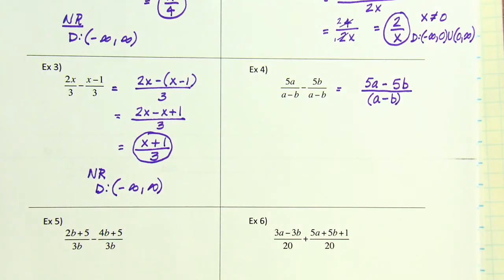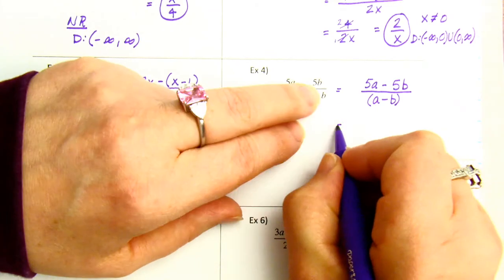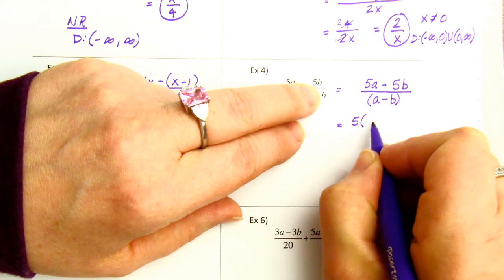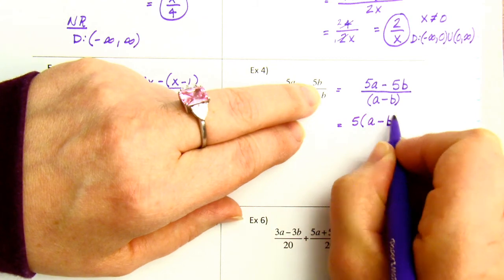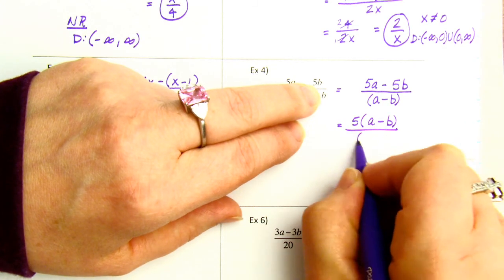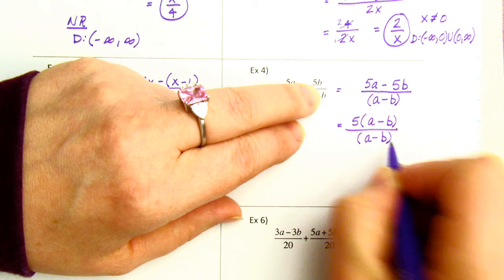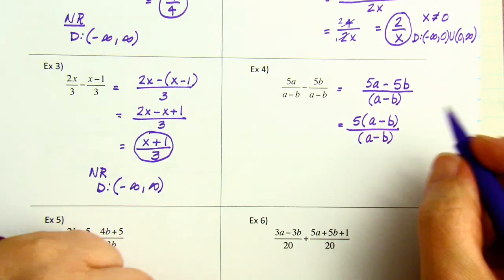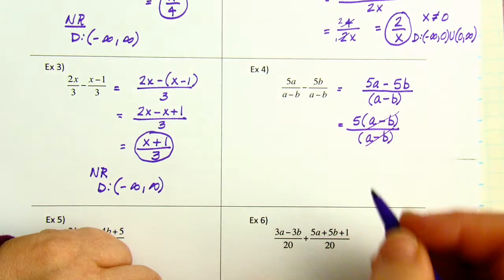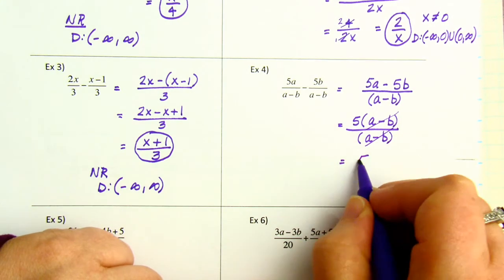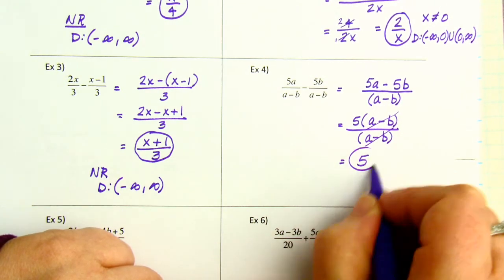Notice in the numerator, my binomial has a common factor. It has a 5 in common. So I'm going to factor out the 5. This becomes a minus b over a minus b. I have a common factor. The a minus b's will divide out. So my final simplified answer here is 5.